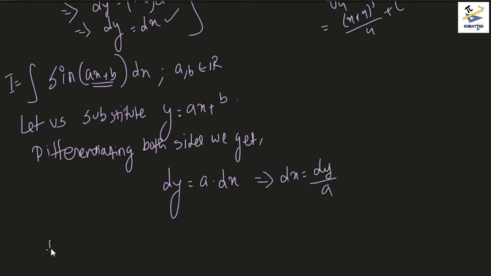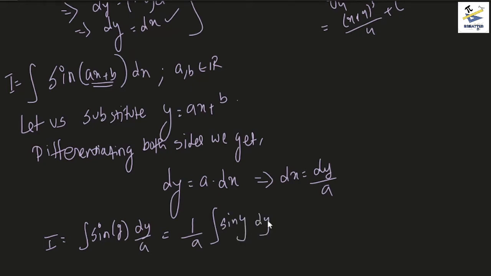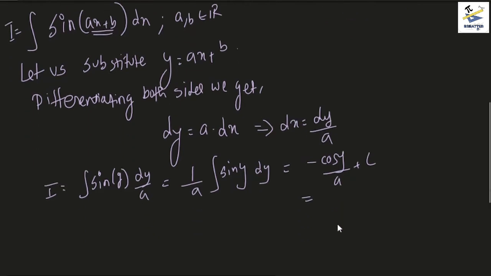Now this would turn our integration into something like this. It would be sine of y, because ax plus b is y, and dx would be dy by a, and this would give you 1 by a sine y dy. Now we know the integration of sine y is just minus cos y, so the answer would be minus cos y by a plus c. And it's time to put back the variable which we substituted, which would give us minus cosine of ax plus b by a plus c, which is the answer for our integration.